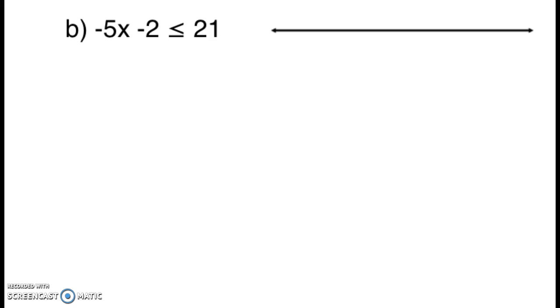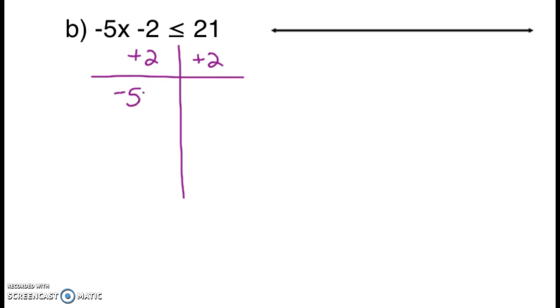Okay, let's try another one. Negative 5x minus 2 is less than or equal to 21. Again, just like I did with an equation, I'm going to try to get x alone. So I add 2 to both sides, and then I have negative 5x, and I have 23. Then I have to divide by negative 5.